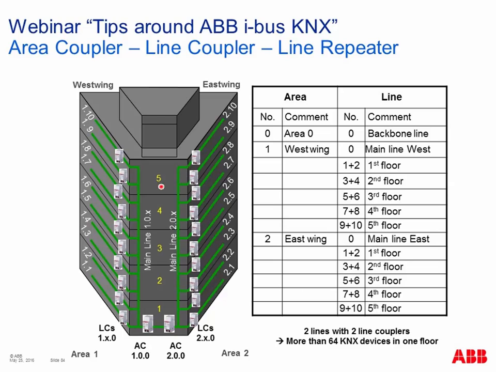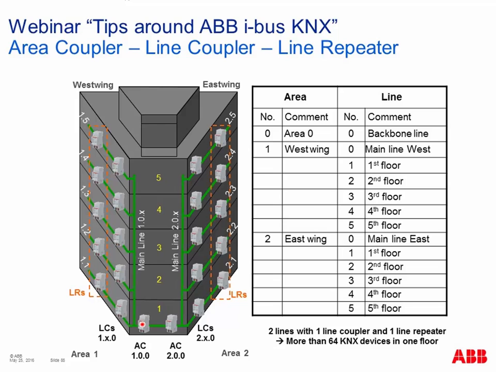You can do it this way, or say, okay, instead of this one, we use a line repeater. So we have maybe the possibility to have 3 line repeaters. All devices here on floor number 1, maximum 255 devices, have the same address 11 something. The next floor 12, 13, 14. I think this is a good example of when we use these line repeaters.